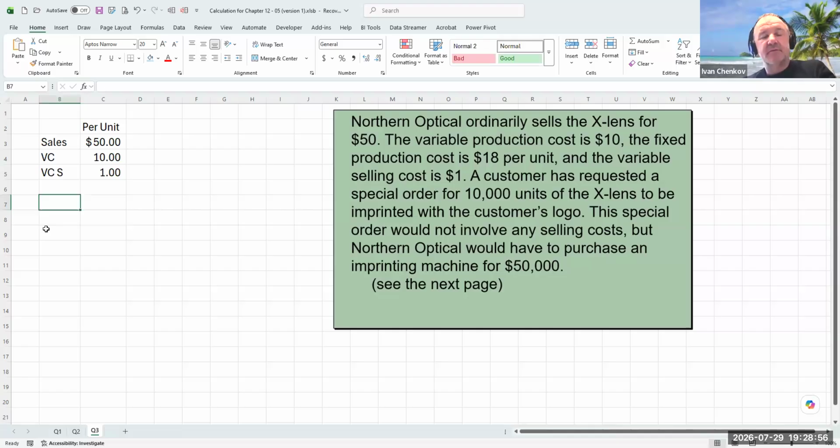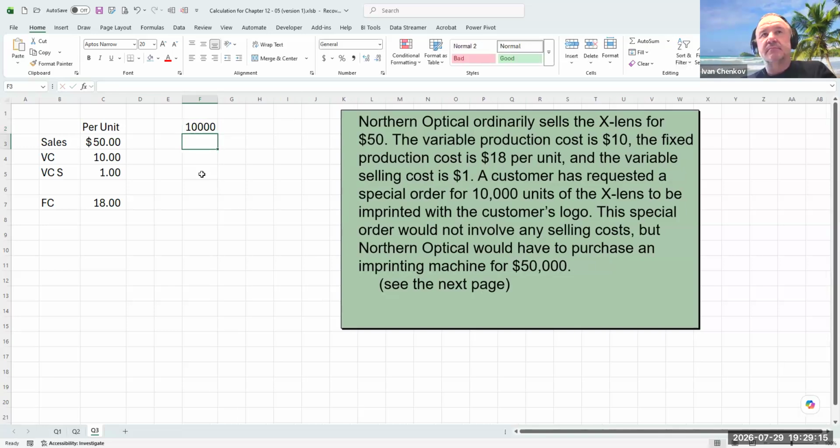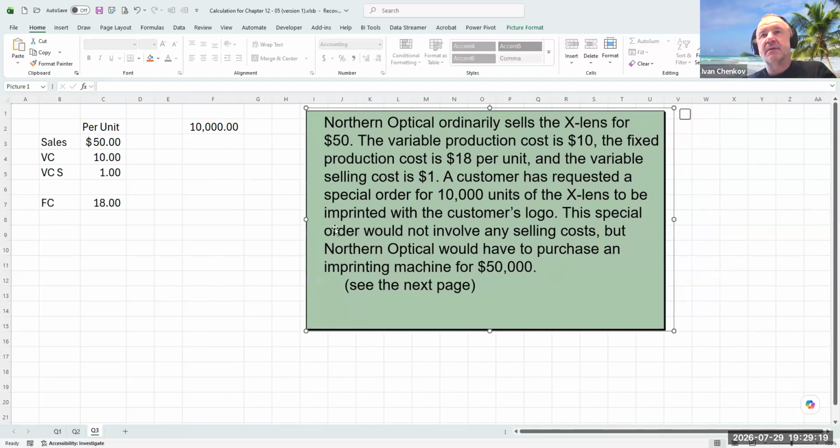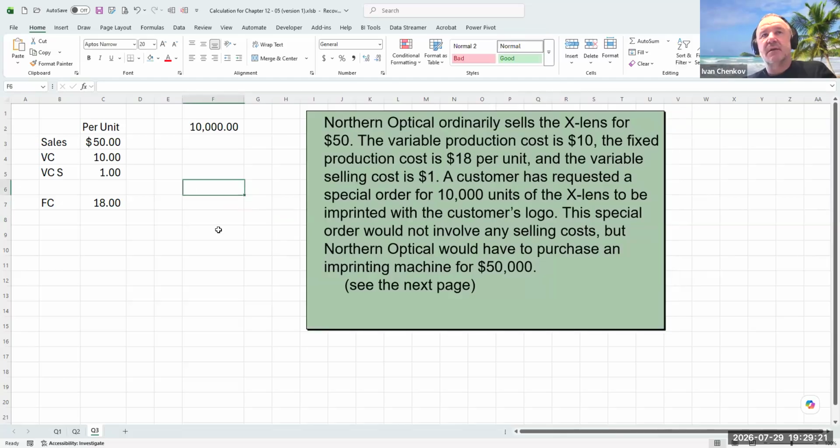Also, they have fixed cost, and the fixed cost is $18. A customer is coming and asking, can you sell me 10,000 units of these lenses that we produce? He wants 10,000 lenses.